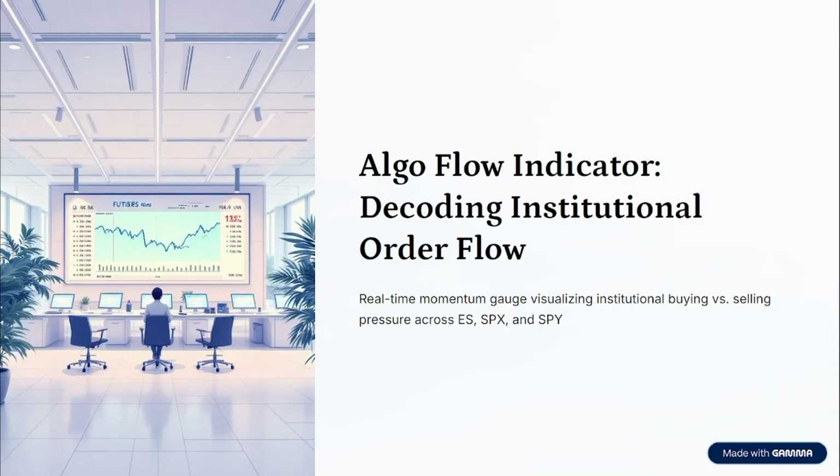Good afternoon. In today's video, we will be reviewing our Algo Flow Indicator. The indicator's primary purpose is to analyze the exchange and identify who's in control. It's based on real-time momentum and helps gauge institutional buying versus selling pressure in a visual way across ES, SPX, and SPY.